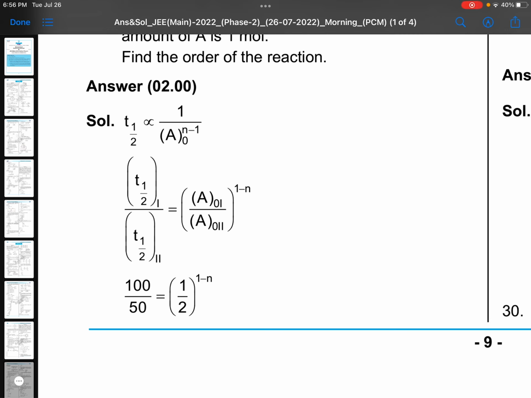Directly you can do, there is no need to go with this. Very simple. T half, if it is directly proportional to A, that is 0 order. No relation, first order. Inversely proportional, second order.